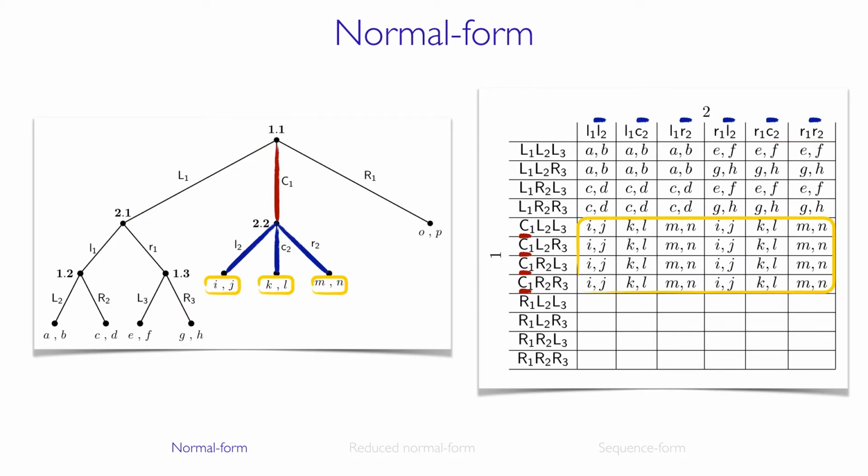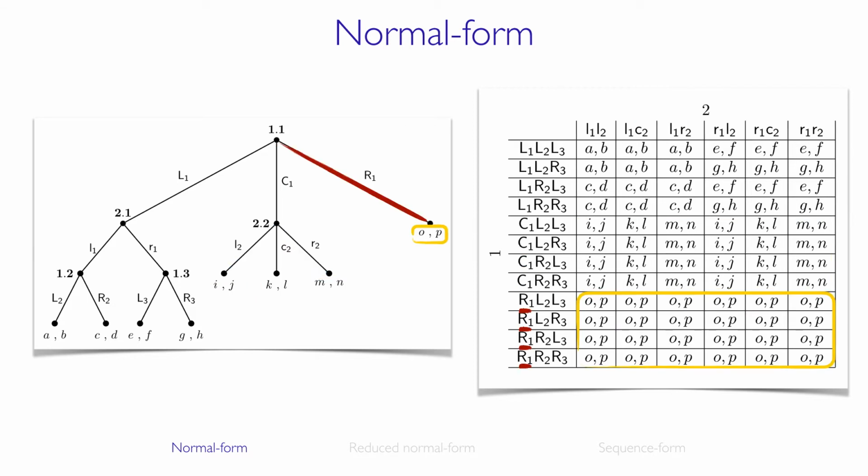Moreover, if player 1 plays C1 at information set 1.1, then player payoffs are uniquely determined by player 2 action at information set 2.2, and they are IJ, KL, and MN when player 2 plays L2, C2, and R2 respectively. Finally, if player 1 plays R1 at information set 1.1, then the game ends and player payoffs are OP. This is the complete normal form representation.